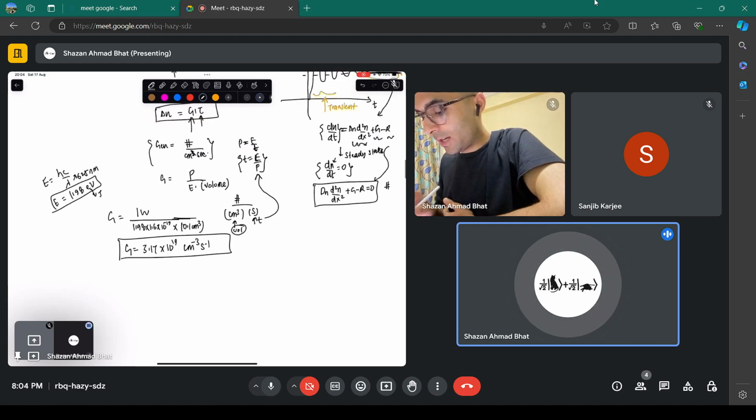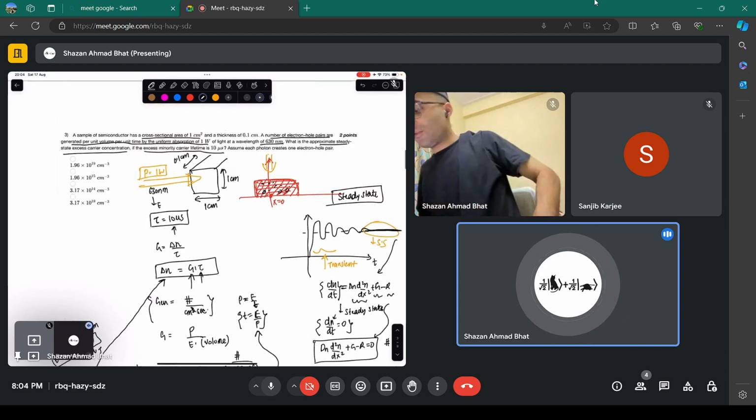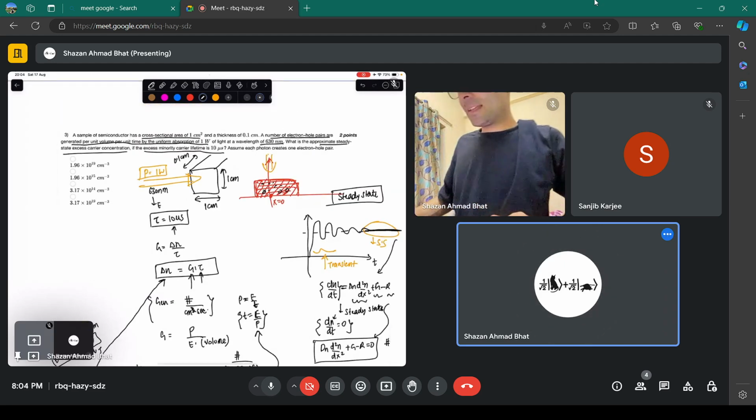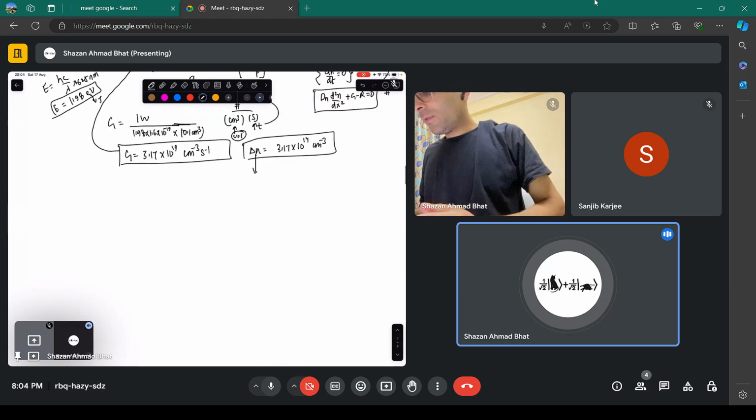You put the generation back into this equation, you get delta n to be 3.17 into 10 to the power 14 per centimeter cube. So these are the excess electrons in steady state. And what do they represent?